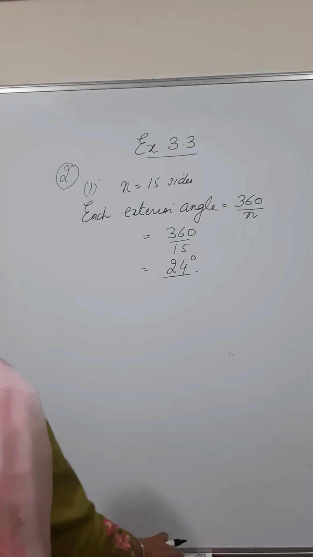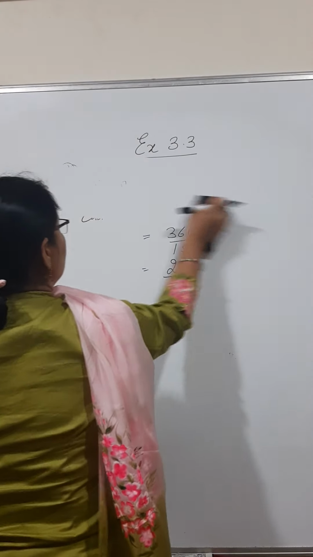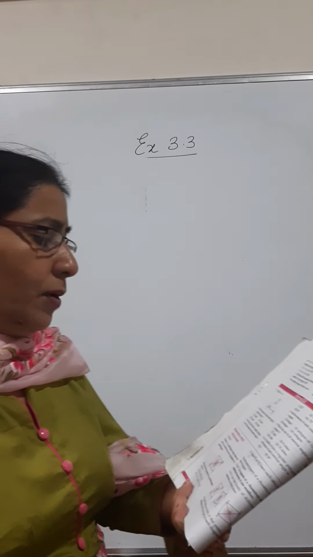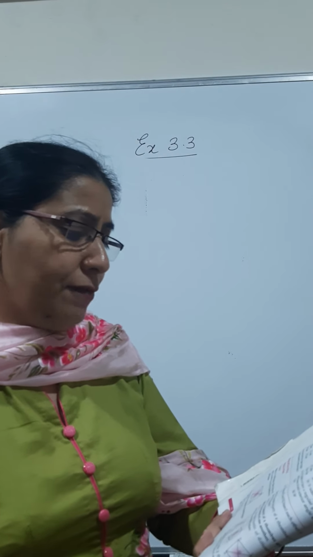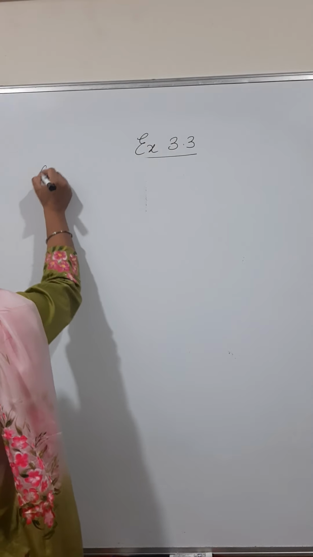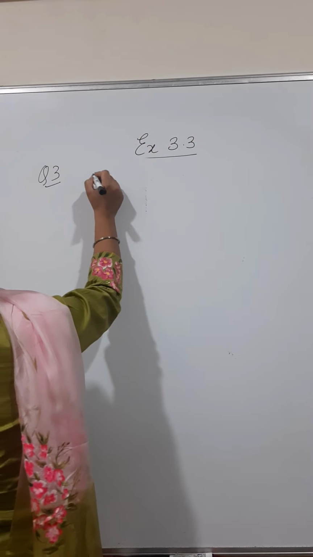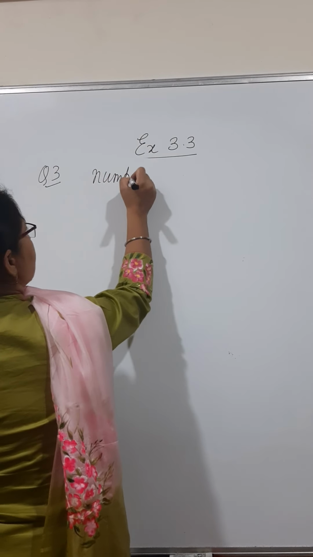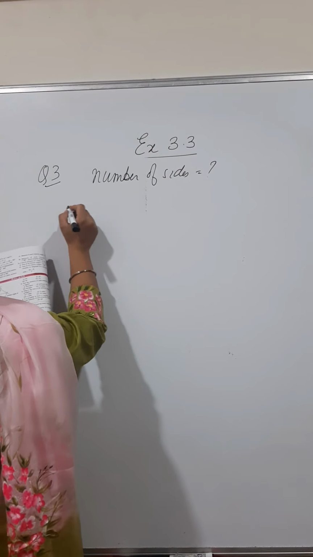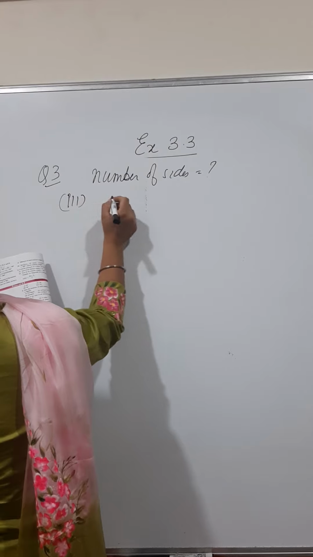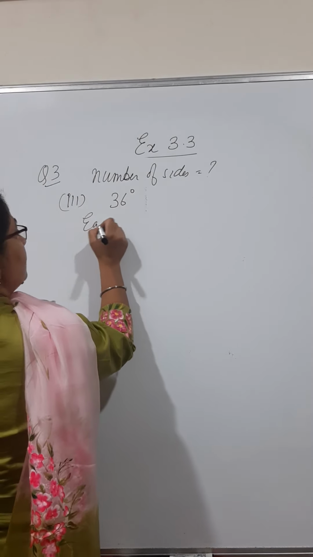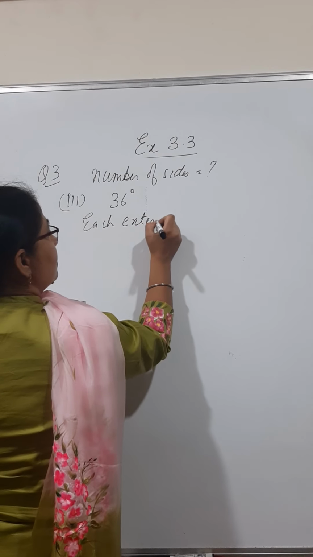In the third question, he says, how many sides does the polygon have if its exterior angle is given to you? Now, what you want to find in the third question is the number of sides. So, what is given to us? Say for example, question number 3, third part, I am given the angle 36 degrees. Now, what is this 36 degrees? 36 degrees is each exterior angle.